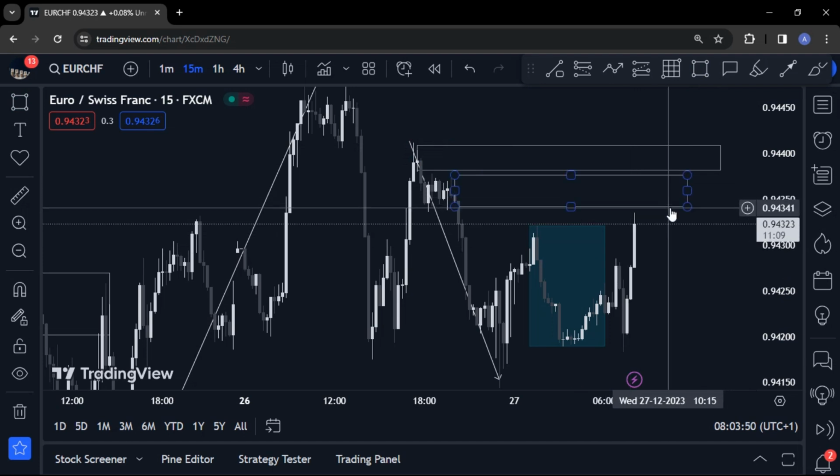So that's everything for Euro Swiss franc, and it is what it is. Enjoy trading.